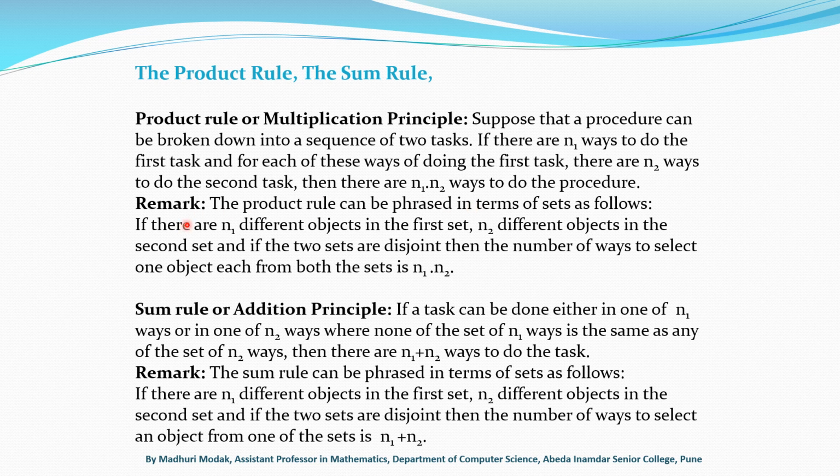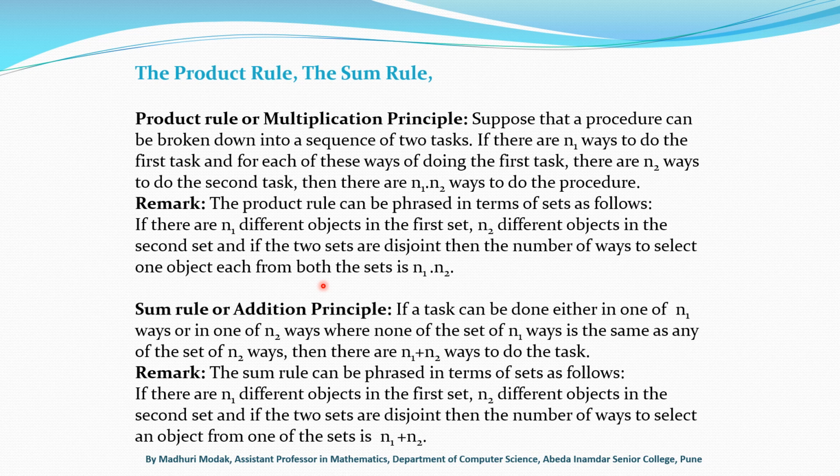Now see the remark. The product rule can be phrased in terms of sets as follows. If there are n1 different objects in the first set, n2 different objects in the second set, and if the two sets are disjoint, then the number of ways to select one object each from both the sets is n1 into n2. See, what is the another way of stating the product rule?